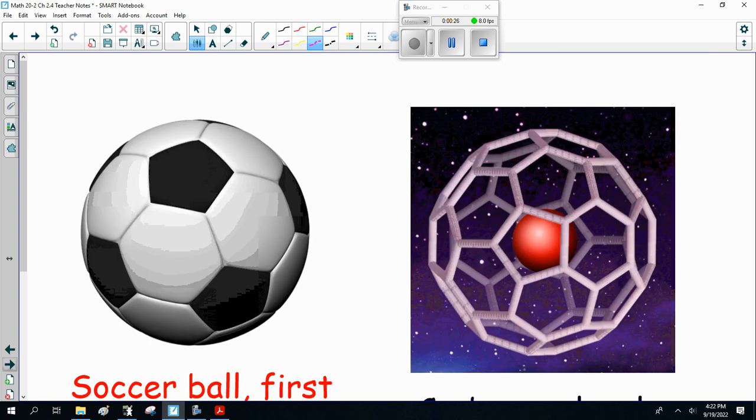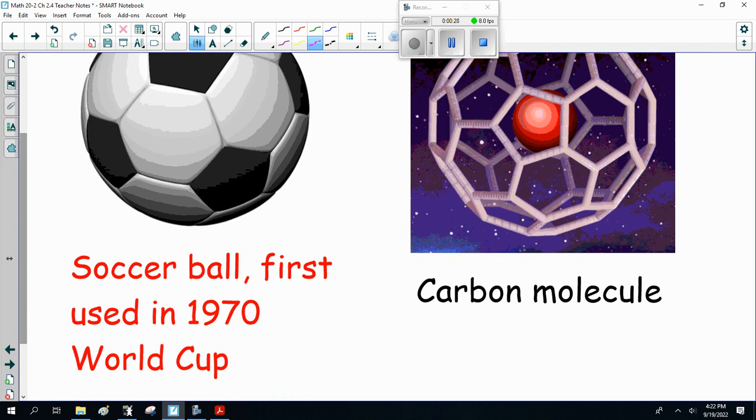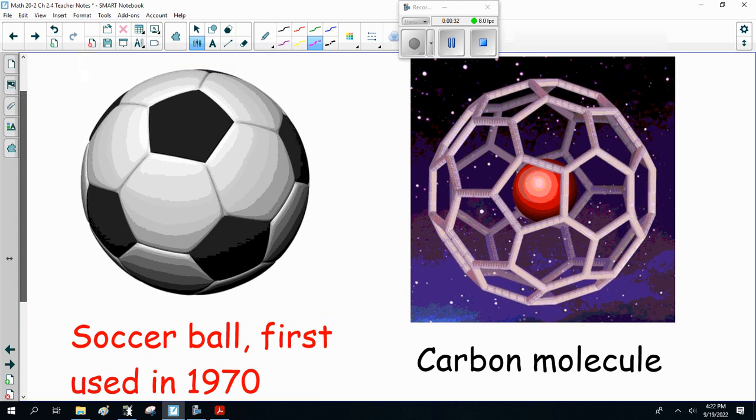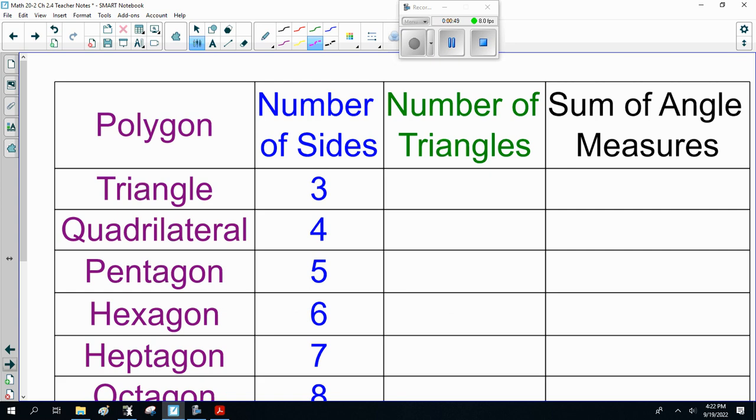Now, polygons. Here's a soccer ball, first used in the 1970 World Cup. And here's a carbon molecule in a Buckminster fullerene cage. Often referred to as a buckyball in chemistry. Quite interesting. And notice there's a larger atom on the inside. It's a way to trap heavy metals. Anyway, a little bit of interest for you.